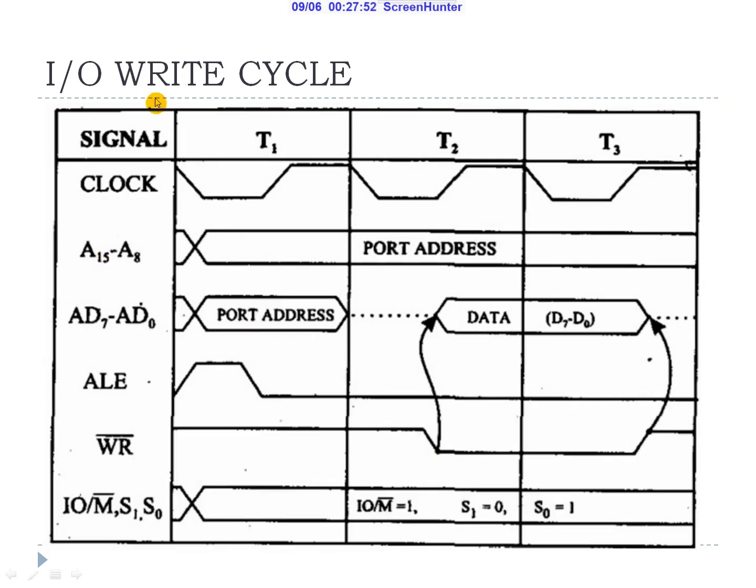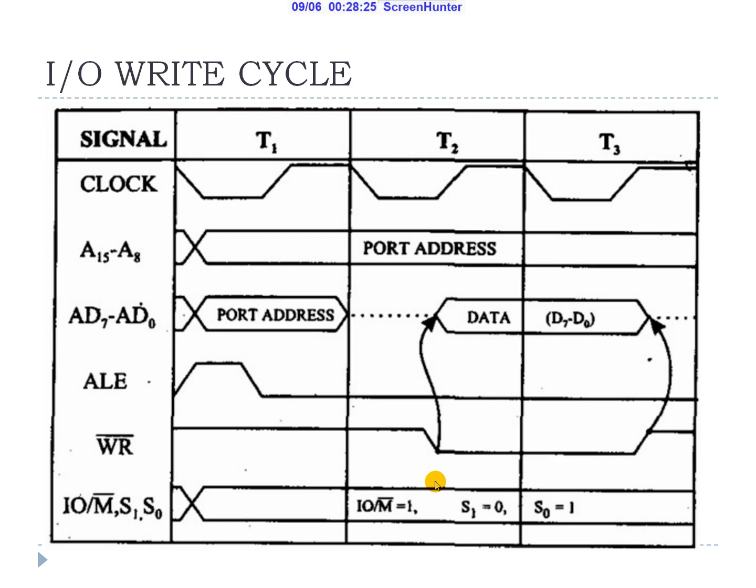And for the input output write cycle, the same applies: the control signals S0 S1 are 1 0, and the input output bar memory bar will be 1. So we can differentiate the individual cycles, input output read and input output write, or memory read, by these three control signals, namely the input output bar memory bar, S0 and S1.